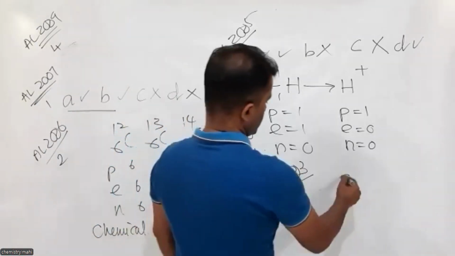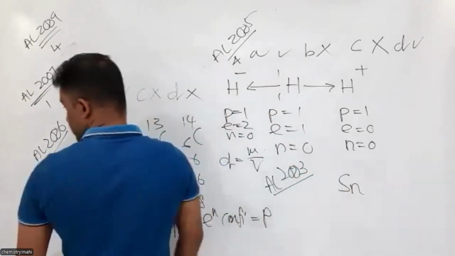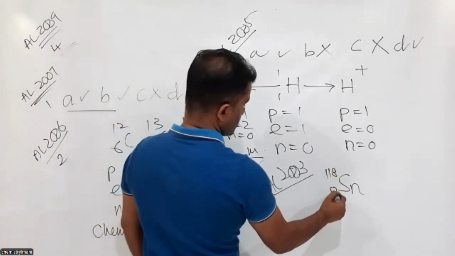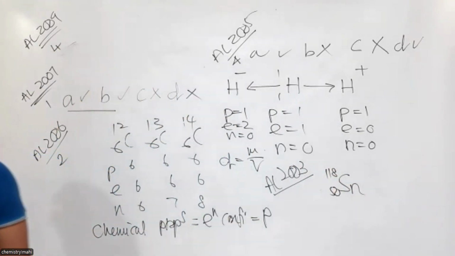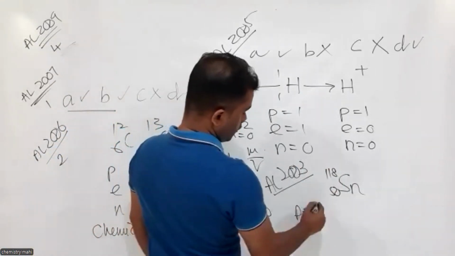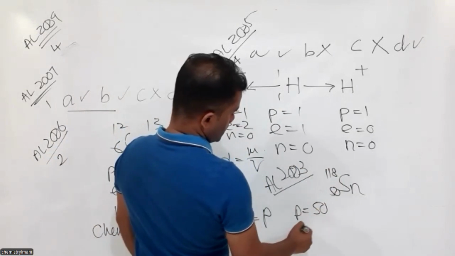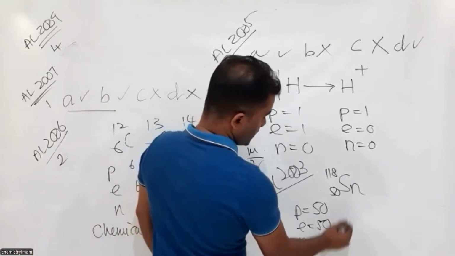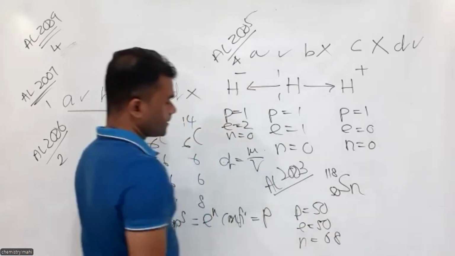This is a very, very simple one, but there is a printing mistake. It's 118 here. I can't see that. 50 then, 50 and 118. They ask about the number of electrons and protons, so very easy. Number of protons 50, number of electrons 50, number of neutrons is the difference, 118 minus 50, which is 68.